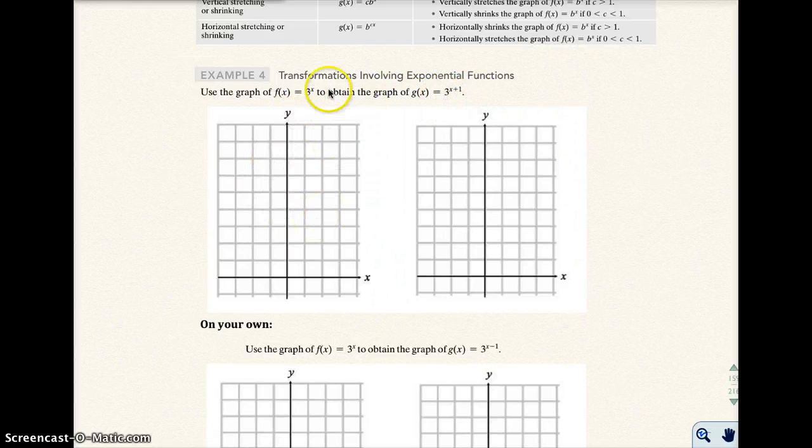This is where we already made a table in a previous example of this graph here. Here's why I taught students that you can probably make this table in your head. Just save yourself some time. So if I actually were to make a table and I put 0 in for x, 3 to 0 is 1. So 0, 1 is the point. We should already know that based on the characteristic.